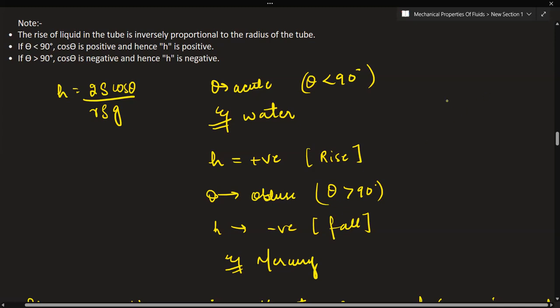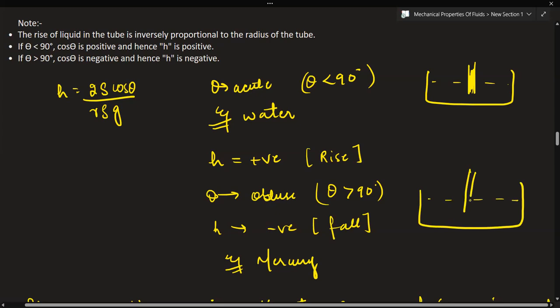If you take a vessel, you put water in it, and you take a narrow capillary tube, then the water level will be more in this. Similarly, if you take this vessel and you put in mercury, then had the level been here, now the level of mercury would be here. It will fall down. Clear? So note these points.